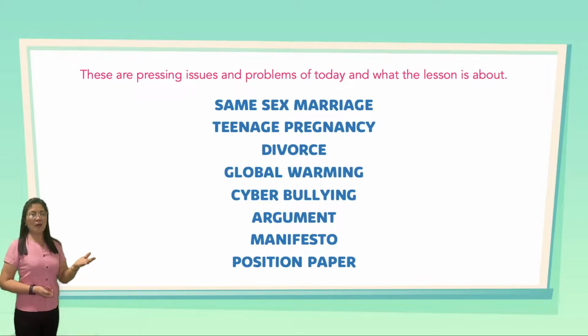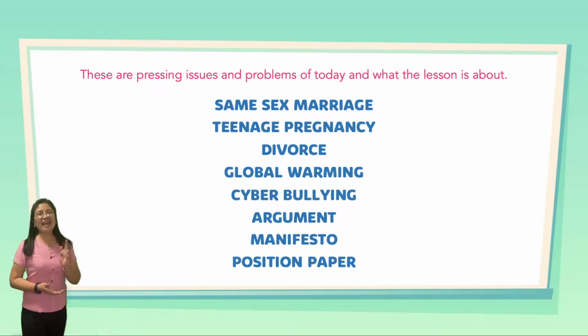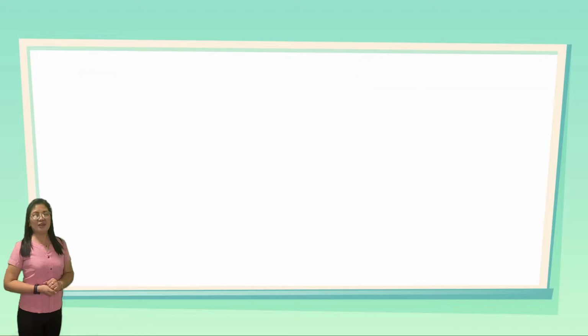What can you say about the activity? Very good. Exactly. Numbers 1 to 5, such as divorce, cyberbullying, and the likes, are some of the most pressing issues of today. And number 6 to 8 encompasses our lesson for this week. We will be discussing argument, manifesto, and position paper. Let us tackle first argument.